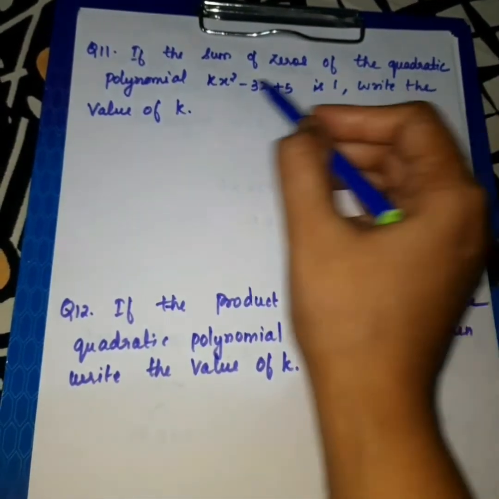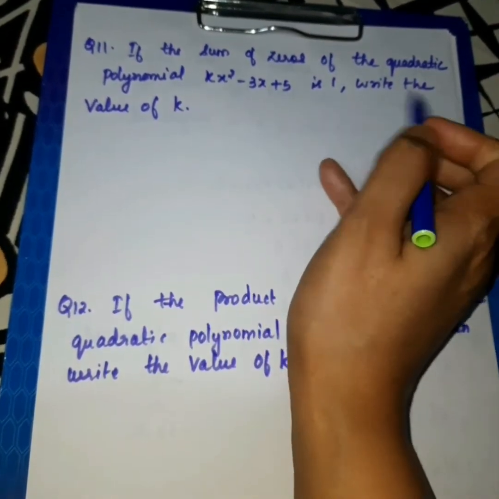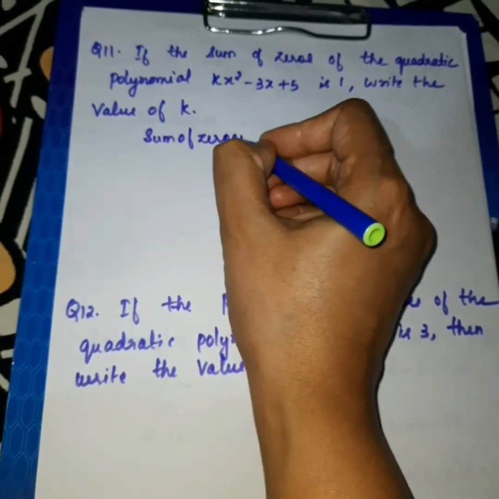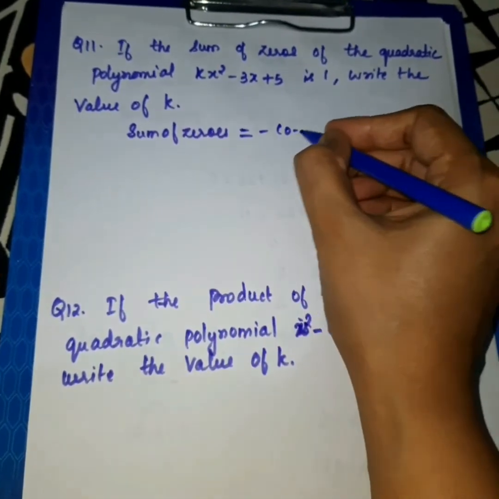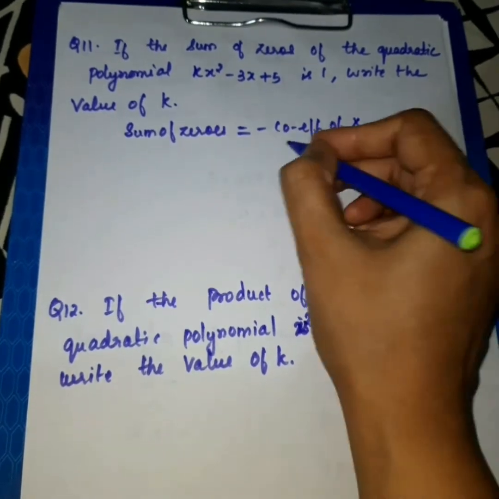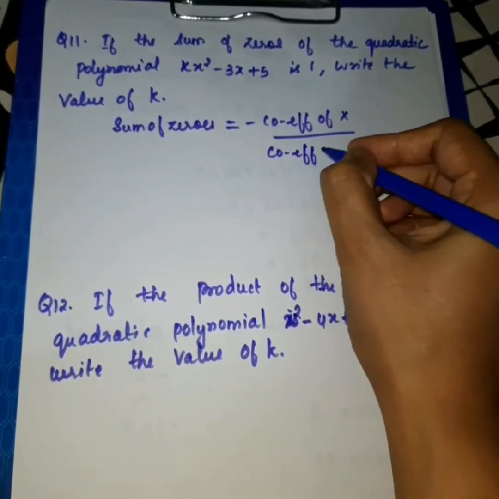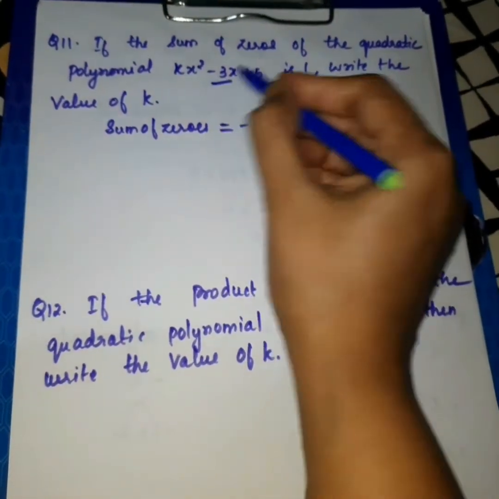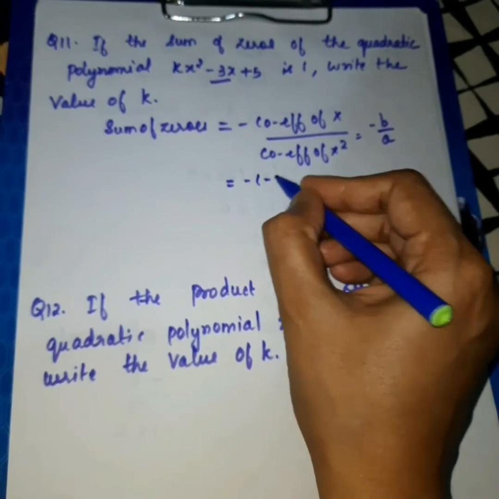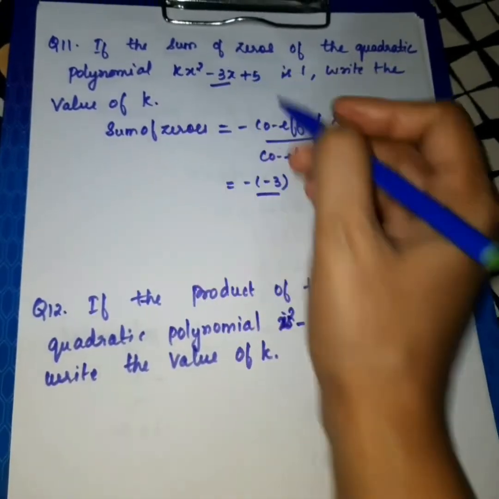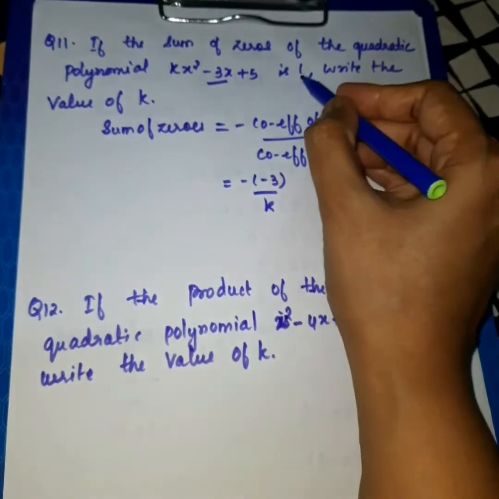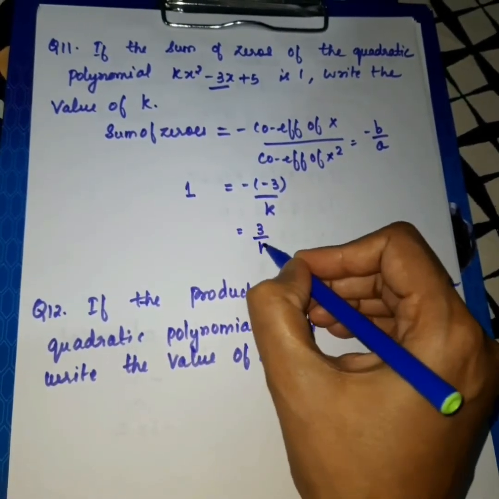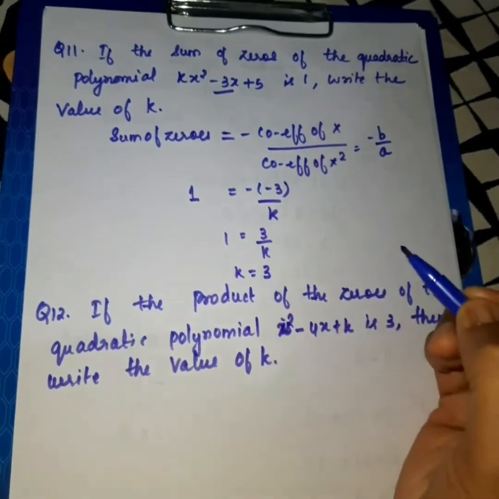Question 11, if the sum of the zeros of the quadratic polynomial is 1, write the value of k. So we know the sum of zeros of the quadratic polynomial is minus coefficient of x by coefficient of x square, which is of the form minus b by a. So here we know b is minus 3. So minus of minus 3 by a is k, and the sum of zeros is given as 1. So k is equal to 3.